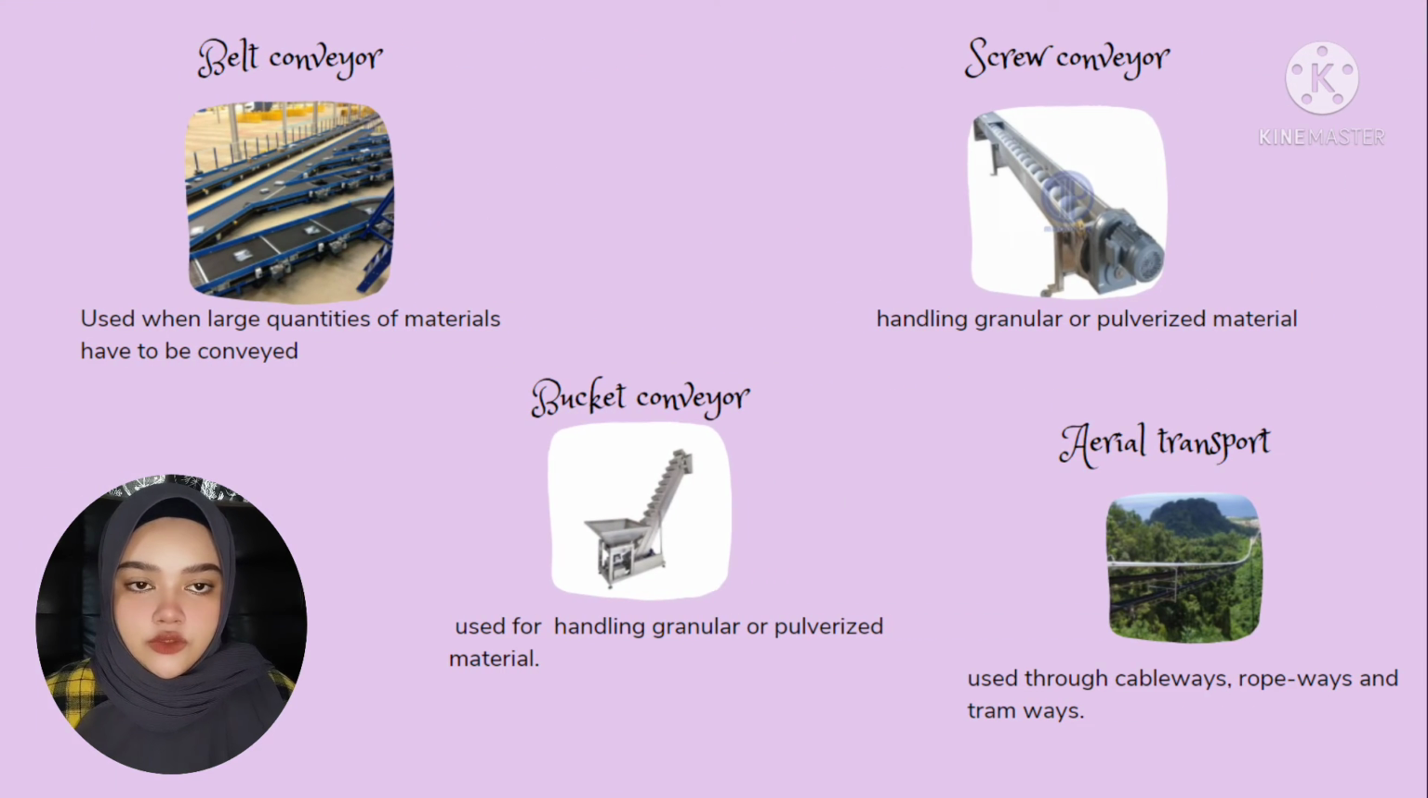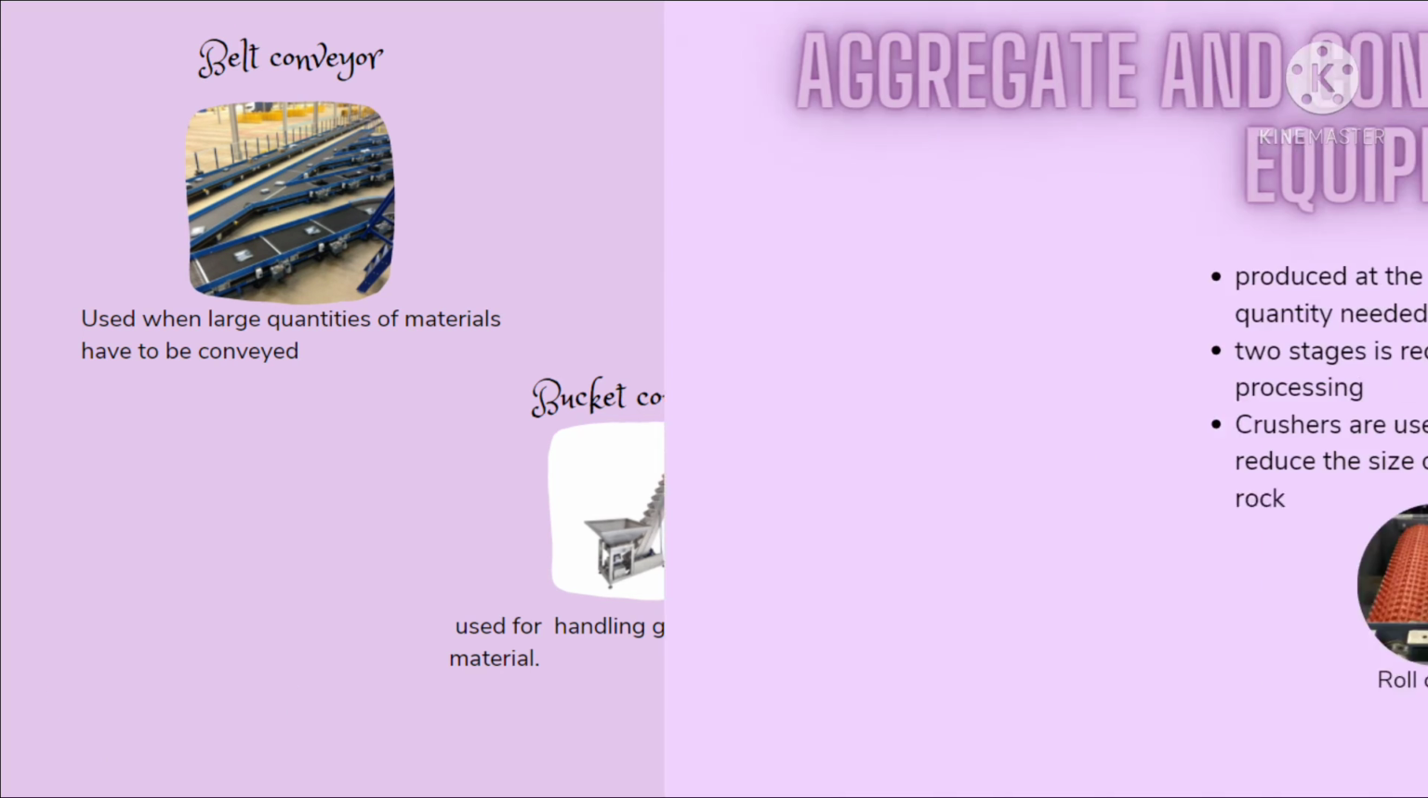Belt conveyor is used when large quantities of materials have to be conveyed. Screw conveyor is used for handling granular or pulverized material. Bucket conveyor is used in coal handling. Aerial transport is used through cableways, ropeways, and tramways.